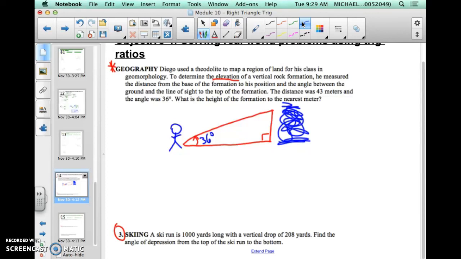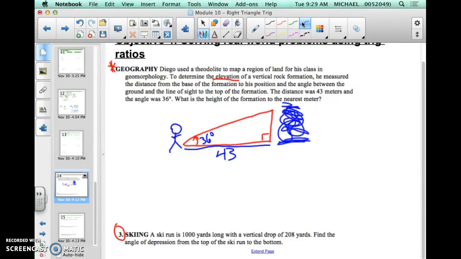The distance from the base to his position was 43 meters. So if the base is here and his position is right here, that distance is represented right here, and that's 43 meters. And the angle of elevation, in this case, was 36, and that's the angle we created based off the horizontal.